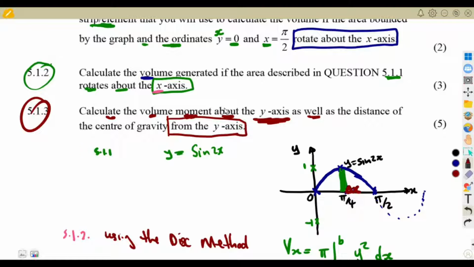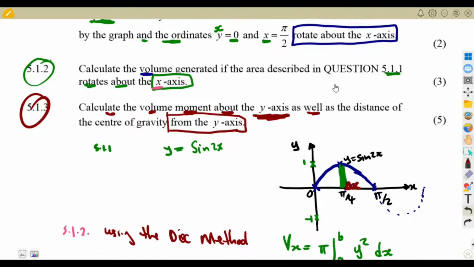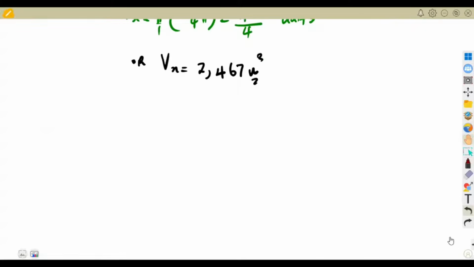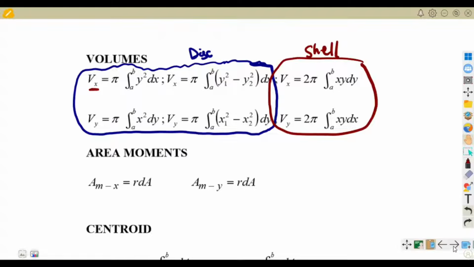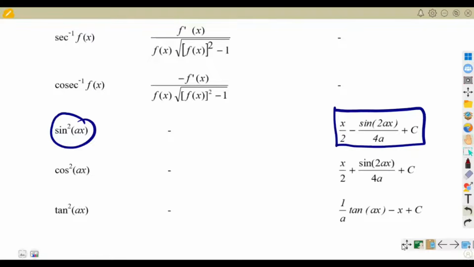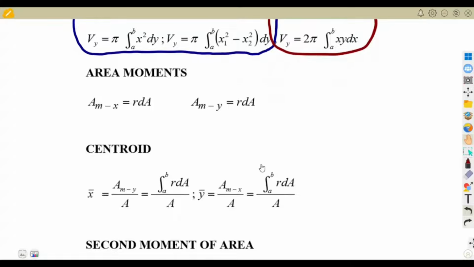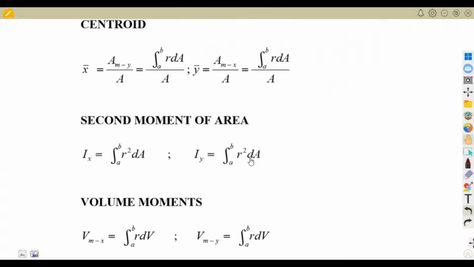Anyways, let us get to the question. Remember, we want to calculate the volume moment about the y-axis. So this is what you're going to have. I want us to get to the formula sheet first so that we understand each other on this part. I want this one. So this is what I want you to see here. We are talking about the volume, all right? So we need the volume moment.